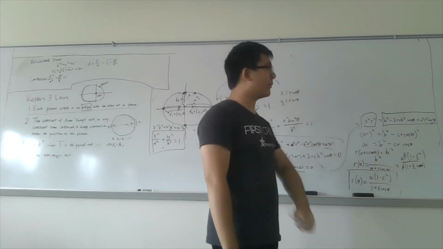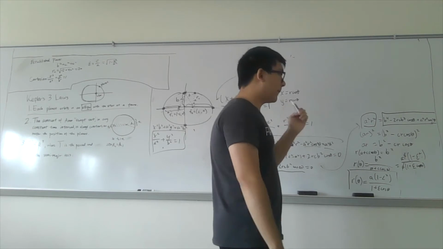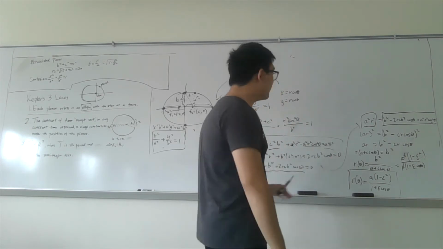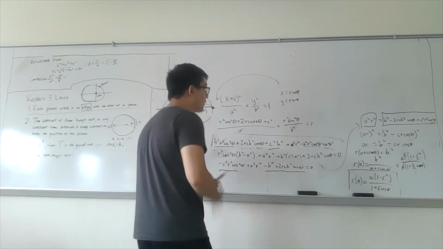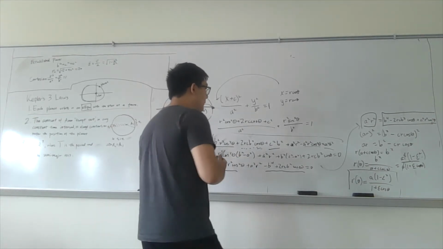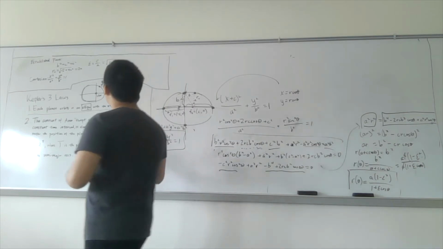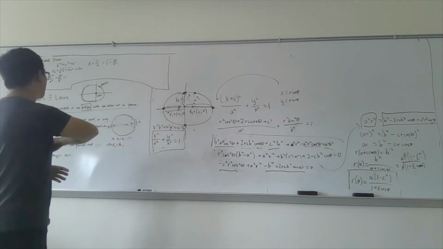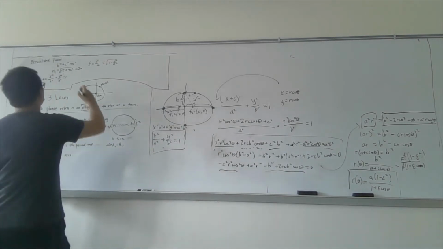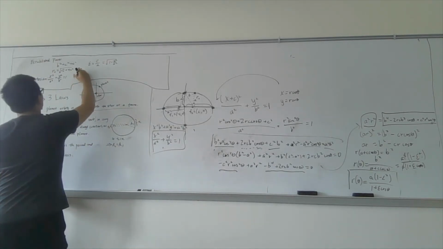I forgot to mention, the proof of Kepler's first law would be the most involved. You'll see why. Anyways, so now we have the form of the ellipse in polar coordinates. Let's put it up here.